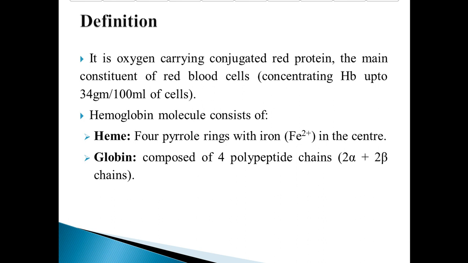The hemoglobin molecule consists of heme, 4 pyrrole rings with iron in the center, that is heme, and the globin, that is composed of 4 polypeptide chains, 2 alpha and 2 beta chains. So heme plus globin becomes hemoglobin.